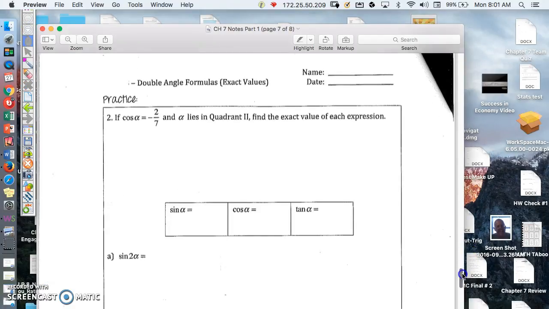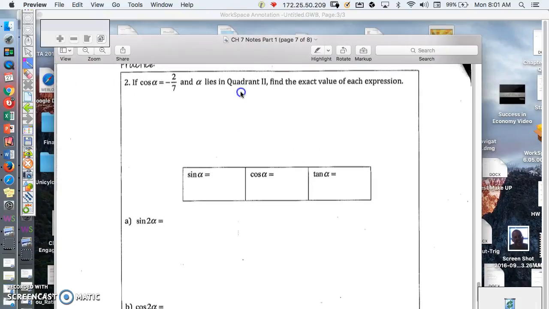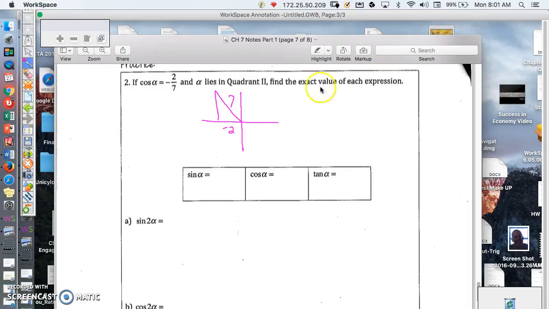So let's take a look at this second page and try a couple more. So this next one, it says our cosine is -2/7 and lies in quadrant 2. So -2 and 7. So we have -2 squared plus y squared equals 7 squared. 4 plus y squared equals 49. So y squared equals 45. So y equals the square root of 45.